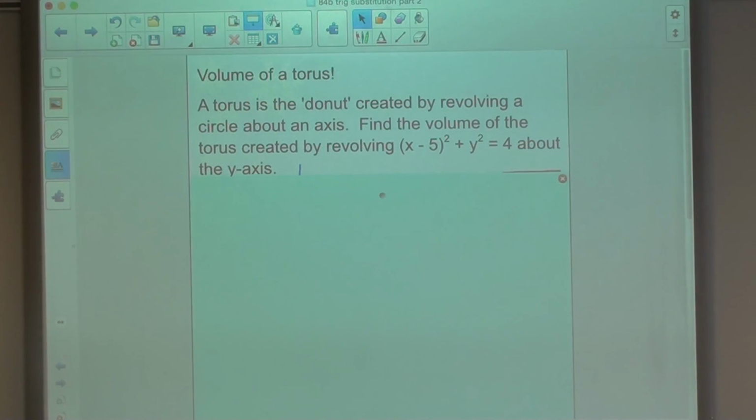What is the center of the circle? It's (5, 0). Way to go.